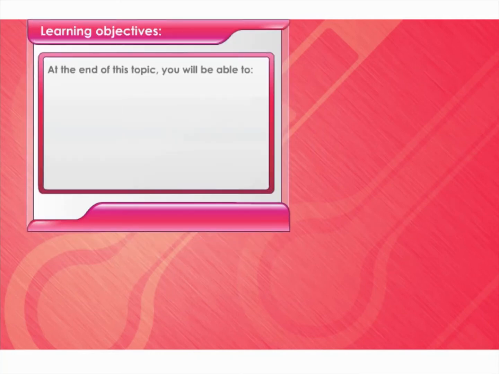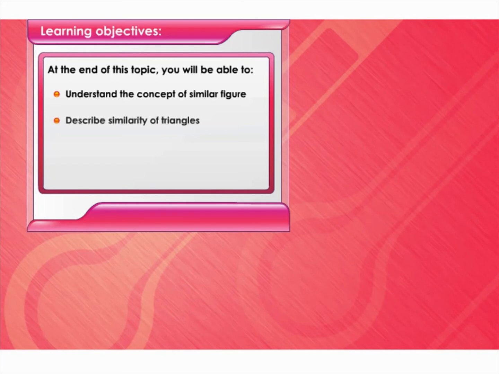Learning objectives. At the end of this topic, you will be able to understand the concept of similar figures, describe similarity of triangles, and solve problems involving similarity of triangles.